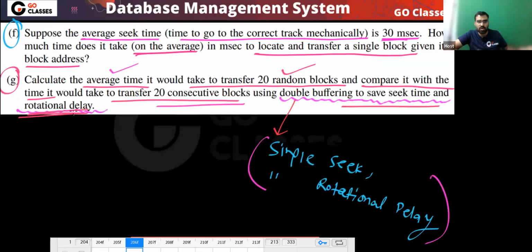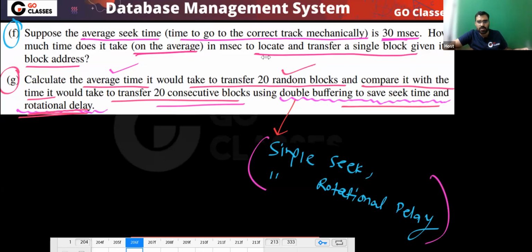But in this question, this information is given. In the GATE exam also, this information will be given. Are you getting my point? These types of things are given in the questions. If this question comes in the GATE exam, they will mention it, like in this question it is given. You can check it out. Double buffering is to save seek time and to save rotational delay. Any other doubt? Let me know.